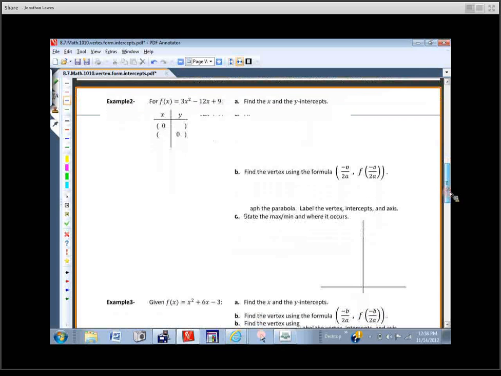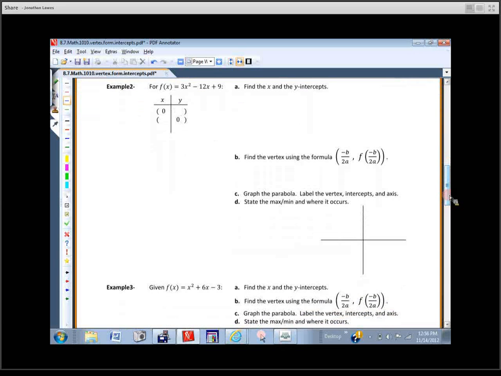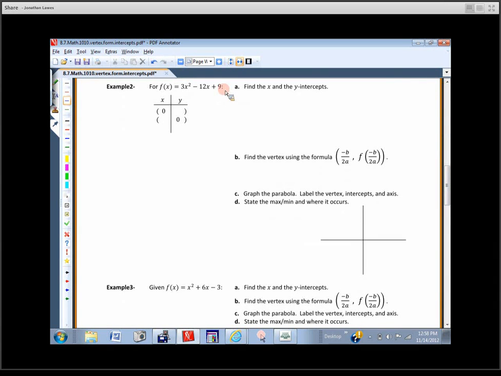So here's the next problem. We've got this function right here, and all we need to do is find the vertex and the X and the Y-intercepts, and then we're going to sketch the function with those pieces of information. So how do we find the X and Y-intercepts? Little XY table, plug in a 0 for X and a 0 for Y. So if I plug in a 0, everybody watch. This is easy. This is going to find the Y-intercept.